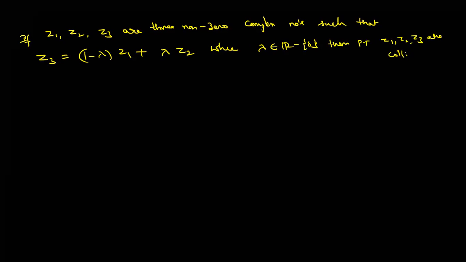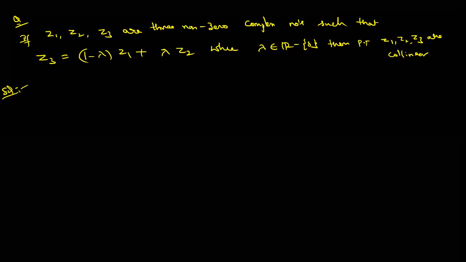How, anyone? Three points are given. So how is that? Z3 can be written as a combination of these: (1 minus lambda) into Z1 plus lambda into Z2. Then prove that Z1, Z2, Z3 are collinear. Is there any logic here? Don't say slope. Try to avoid using the word slope. Okay, I don't know what is slope.